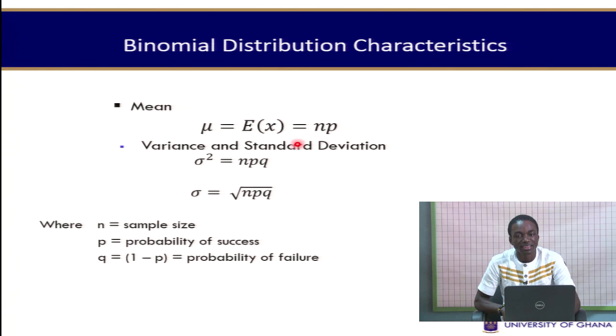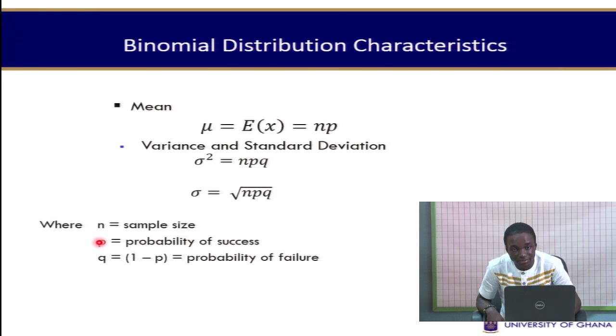As we said, we'll also be dealing with the mean and the variance of the binomial distribution. In the binomial distribution, the expectation or the mean is just n times p. In other words, the expectation gives us the number of trials multiplied by the probability of success. Similarly, our variance is the number of trials times the probability of success times the probability of failure.